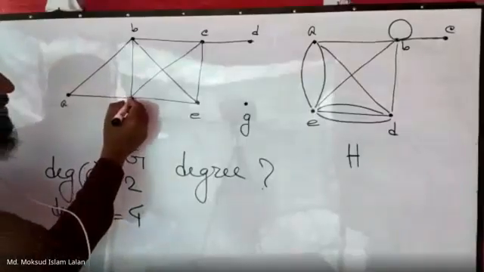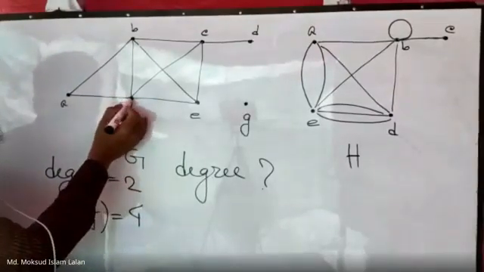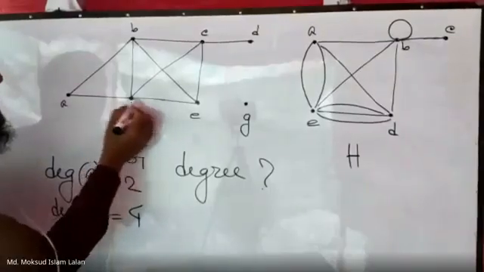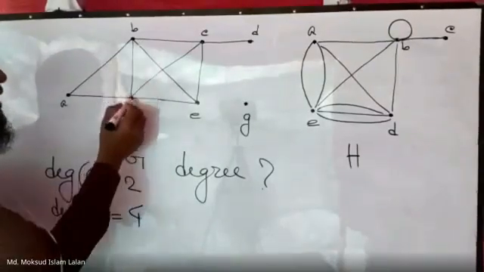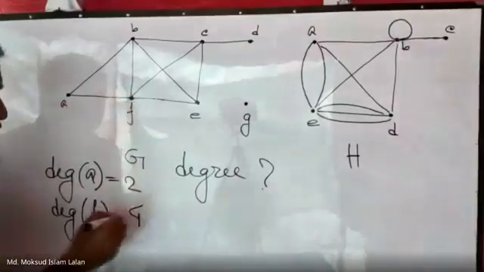Sir, repeat please. Not 2, 4. I mean, how many edges? Here F is the vertex. You are considering the F vertex, right, Rikta? Yes, sir. So how many edges are connected with F? This one, this one, this one, and this one, right? Yes, sir. So that's why the degree of F is 4.